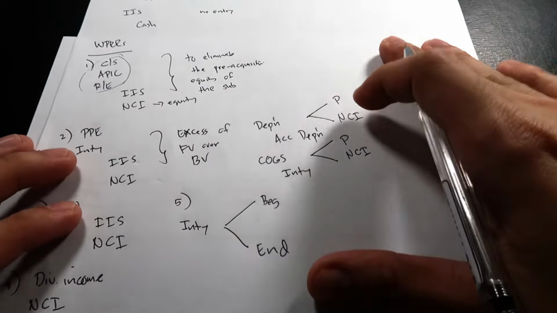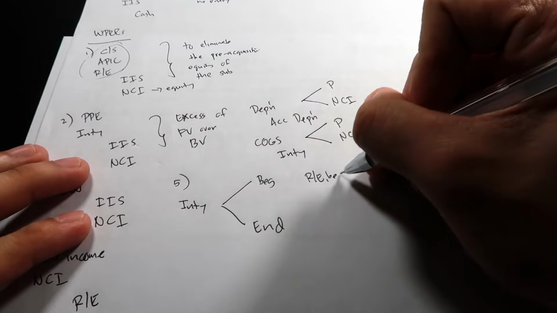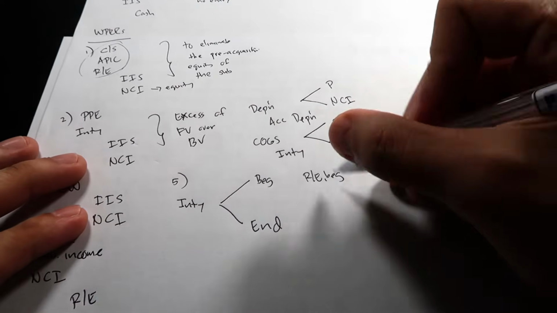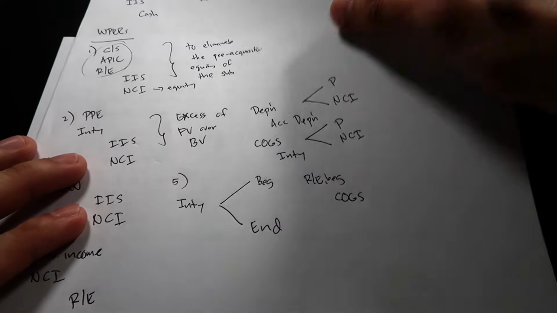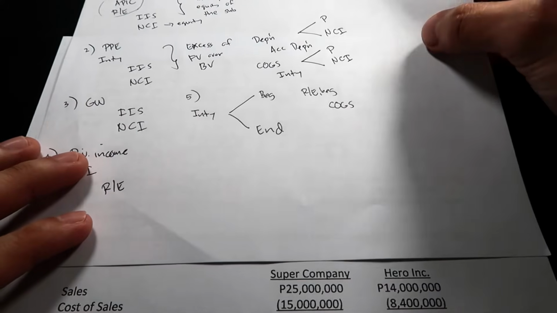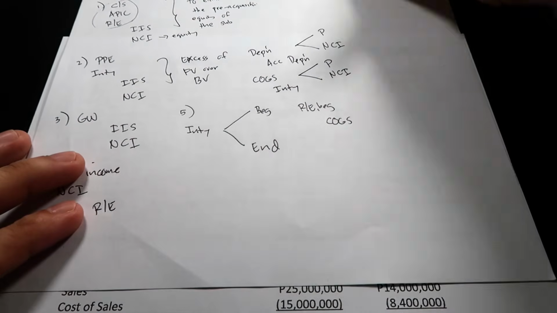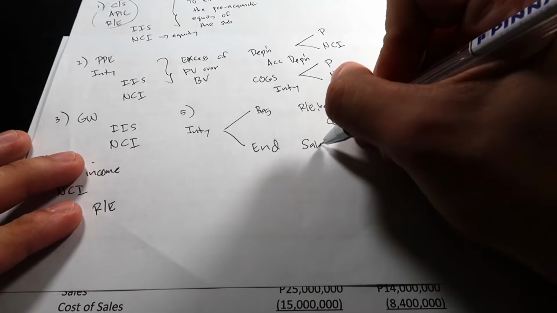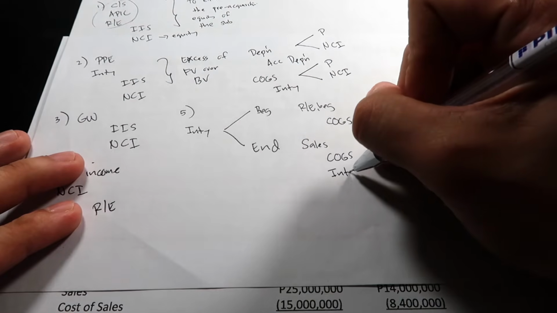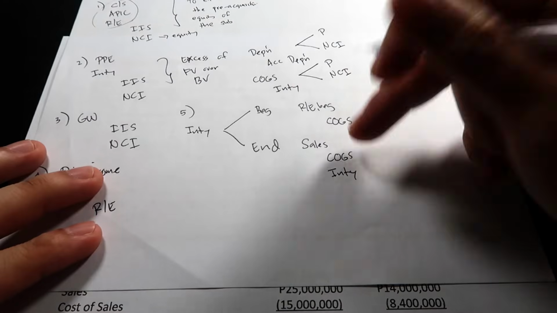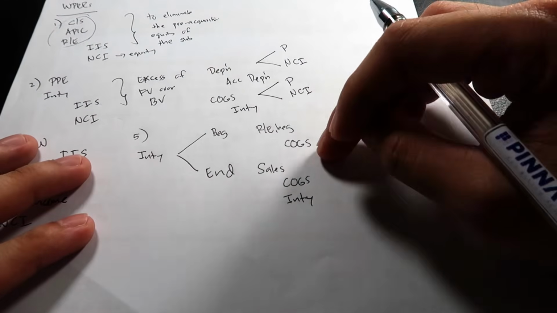Okay, the working paper entry for the beginning inventory is debit retained earnings beginning, and then we credit cost of goods sold. And then the working paper entry for the ending inventory, because this happened this year: we debit sales, we credit cost of goods sold, we credit inventory. This is your working paper entry for the ending inventory. Now the question is, sir, how much?